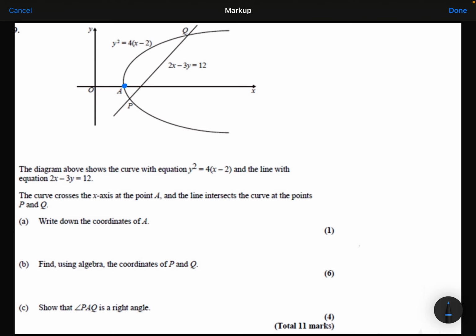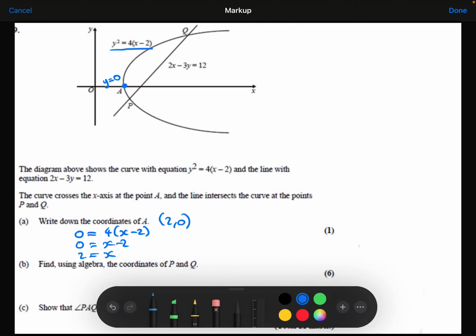Well, A, this point here, I know that y is equal to 0 at that point, and I know that this curve passes through that point. So if I make y equal to 0, y squared will be 0, and we'll have 4 times (x minus 2). So therefore, divided by 4, x minus 2 is equal to 0, and x must equal 2. So the coordinates of point A are (2, 0).